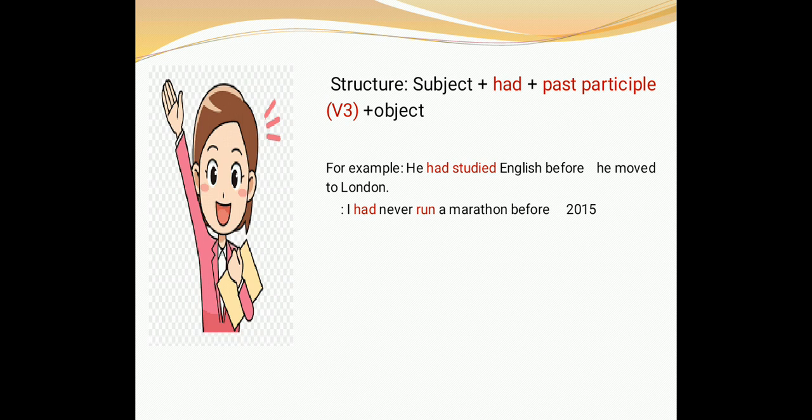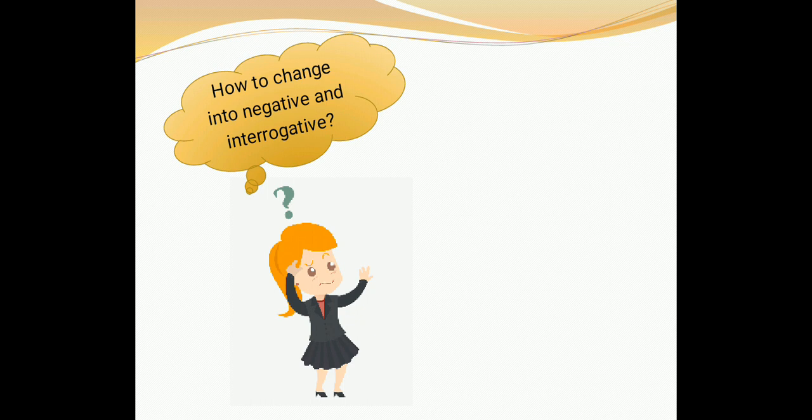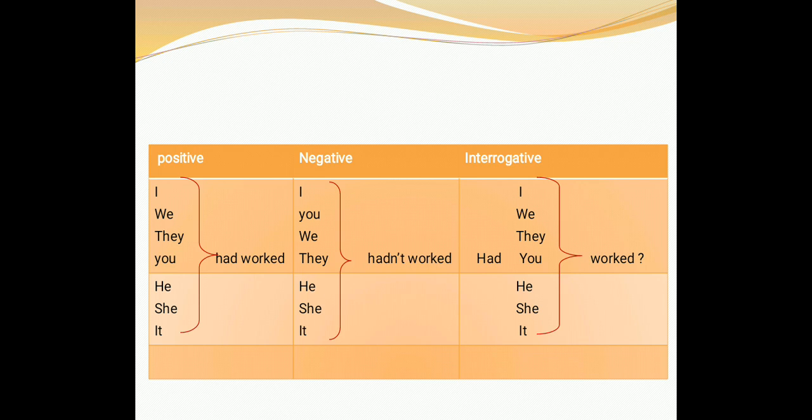Now, let's learn how to change into negative and interrogative form. Let's start with positive form. In the positive sentence, you will just use the subject and had plus verb 3. For example, I had worked, we had worked, they had worked, you had worked, he had worked, she had worked, it had worked. Same auxiliary verb had for all kinds of subject.